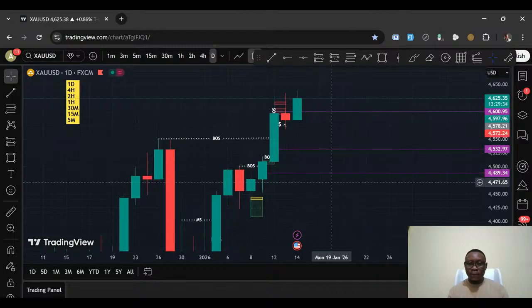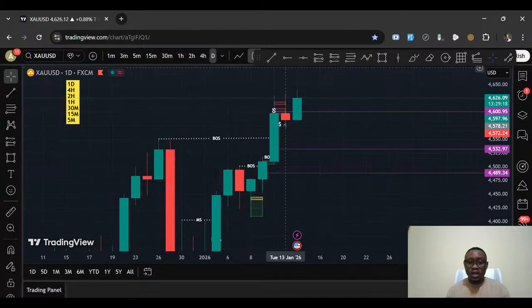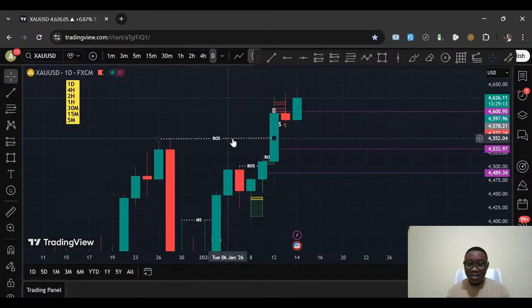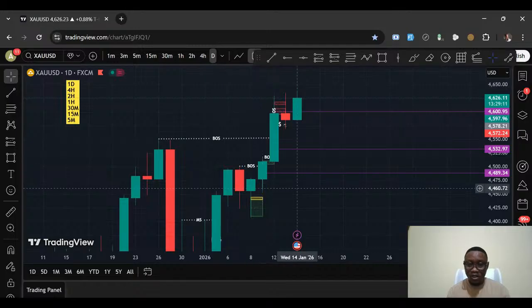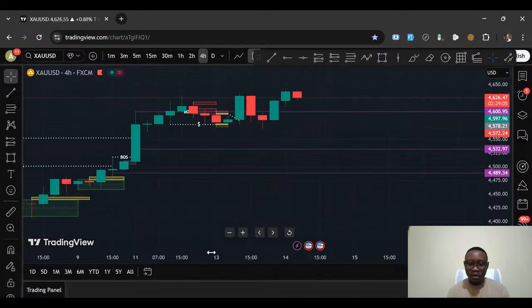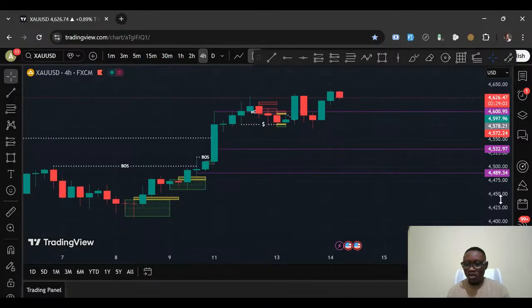Fine. Now back to our structure. We want to start marking out our zones, and the first thing we look out for is a break of structure or a market shift. Like I said, this is the most recent one that I can see. And if you're marking out this order block zone, then we're going to wait almost forever for price to get down here. So let's drop down to the 4-hour to have a clearer picture of the market.